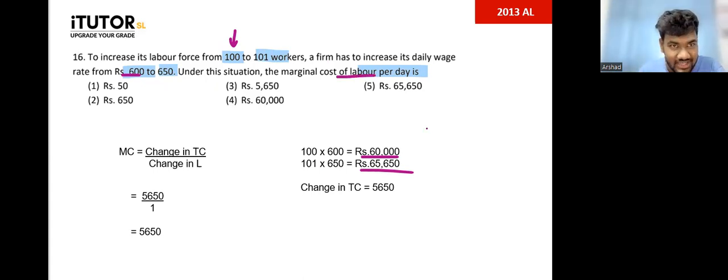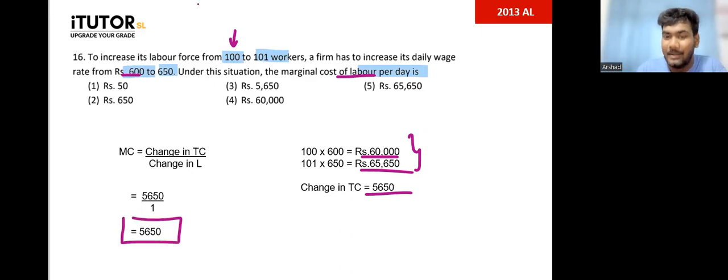So when you get that one additional person, how much is your total cost changing by? That is what you call marginal cost of labor. When one more person comes in, how much does your total cost change by? So earlier it is 60,000. Now it is 65,650. Your change in total cost is 5,650. So 5,650, you don't even have to put it in the equation. It's one, no. Because that one person comes in, your total cost changes by 5,650, which is your marginal cost of labor per day. Is that clear?